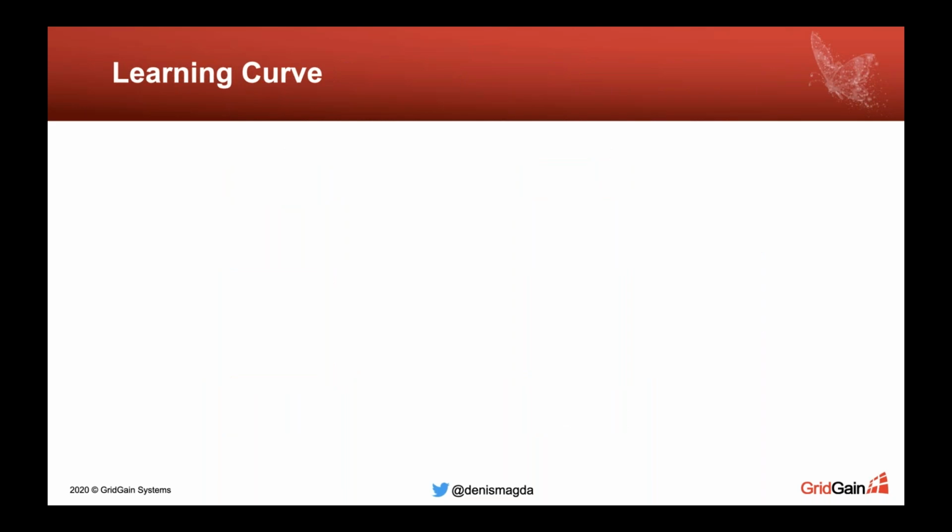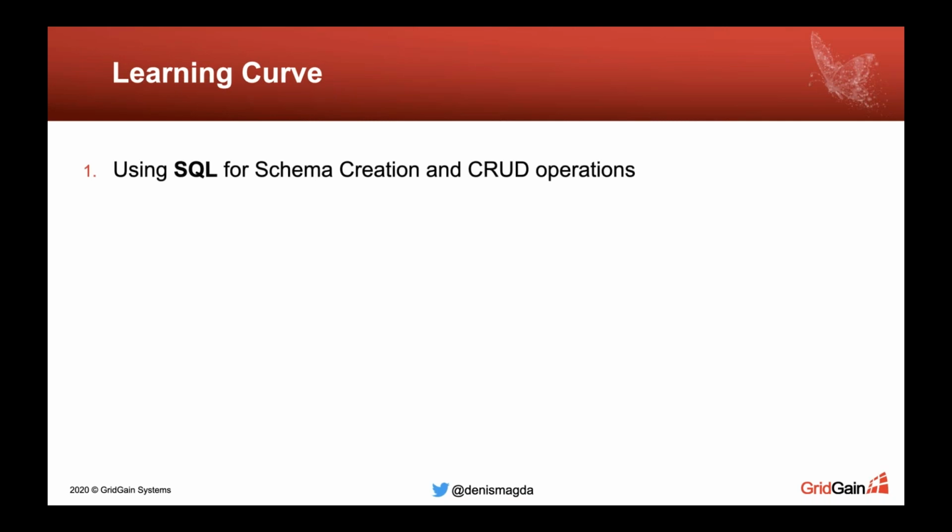As for the learning curve, what I'm going to show you throughout this session: first of all, we are going to start with SQL. That's my personal preference. When it comes to Ignite, there are several ways you can configure your cluster and your schema. You can use cache configuration, you can use a programmatic approach, but I'm a relational guy who has a solid background with relational databases. That's why I will start with SQL.